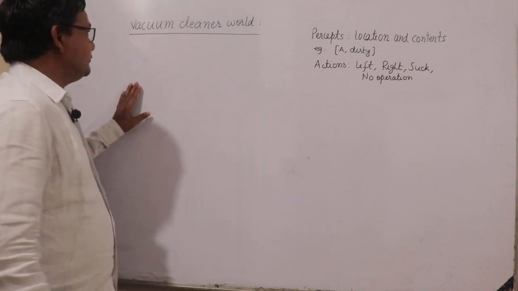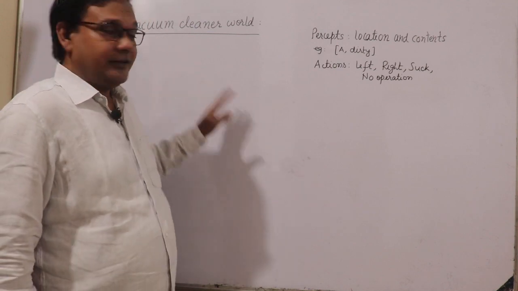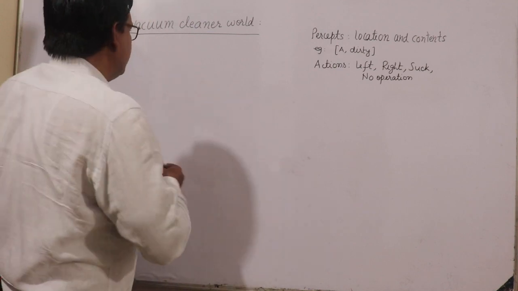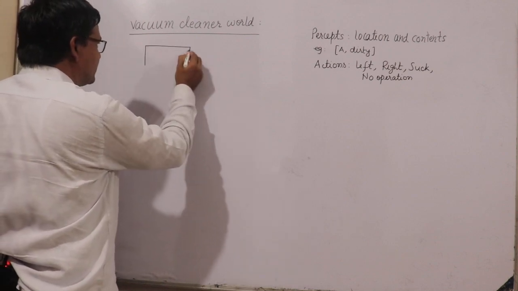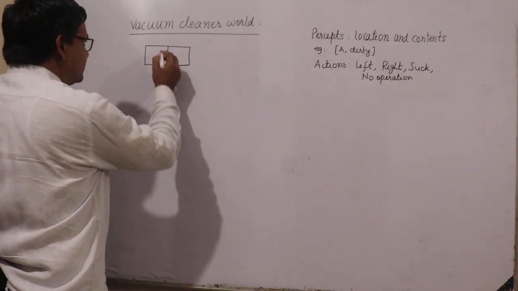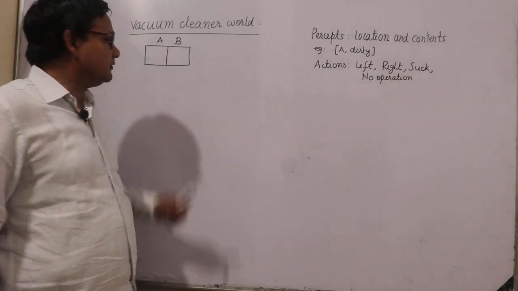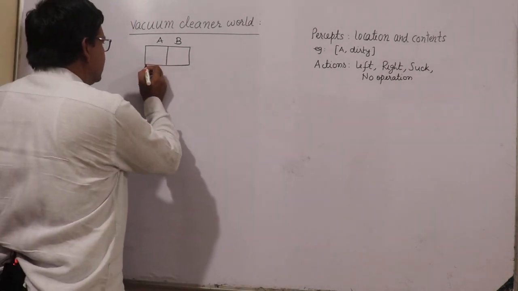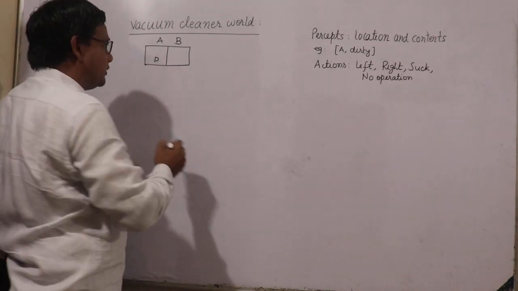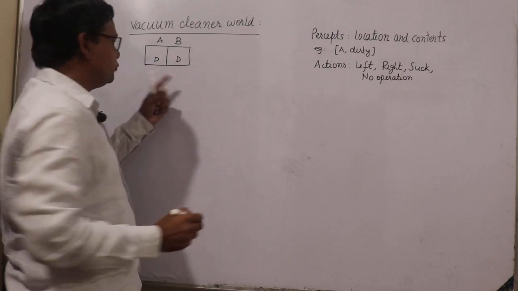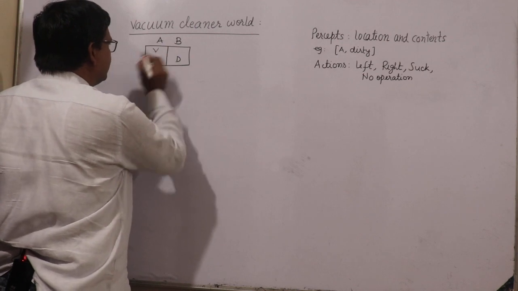I will explain here the vacuum cleaner word problem. In this problem, there are two rooms, A and B, and there is dust in both the rooms. I am writing D for dust. Both the rooms are having dust and the vacuum cleaner may be in room A.